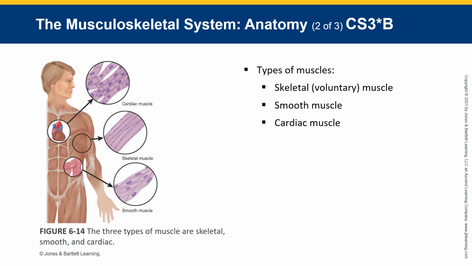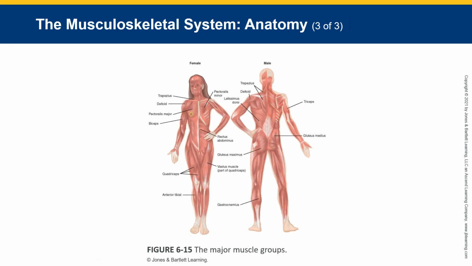We have different types of muscles in the body. We have skeletal muscles, which are your voluntary muscles that you can control, smooth muscles, which are more for organs, and cardiac muscle, which is only found in one spot, the heart. Here's what your muscular system looks like. You can see you've got lots of tendons and ligaments going on there.